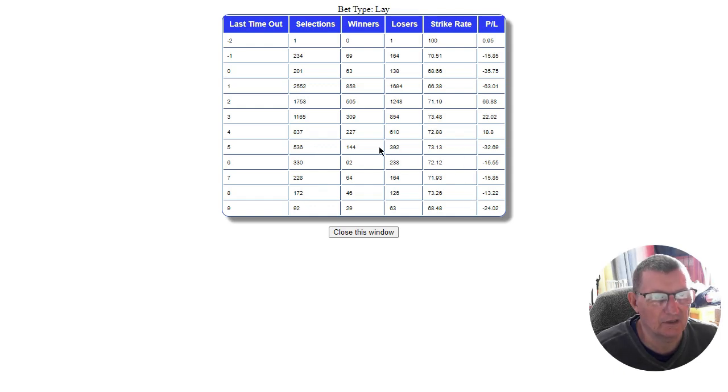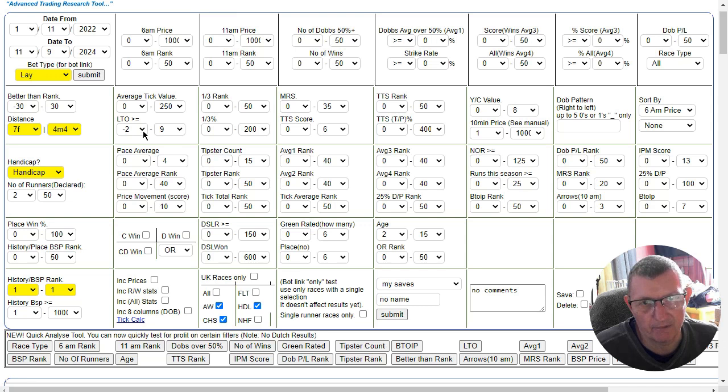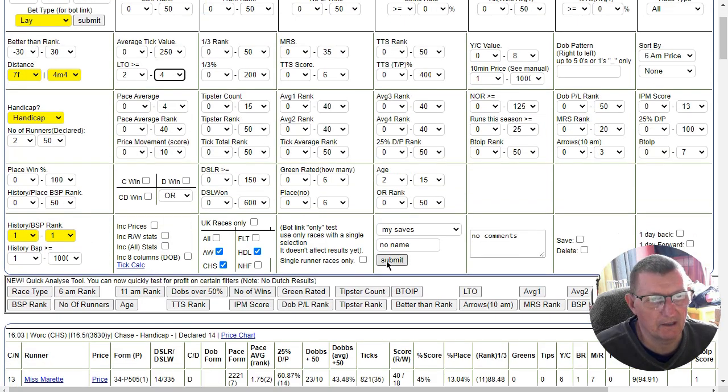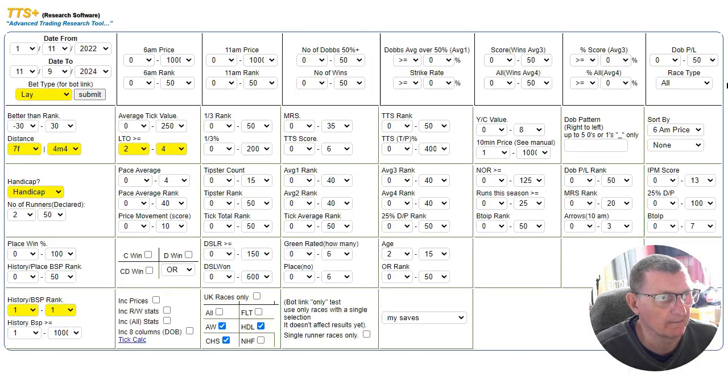I mean, we're losing a lot of selections by doing that, but let's just go 2 to 4 for the moment. At least we get some profit on the board and see what that looks like. Okay, and then we'll start making some notes because it's quite interesting.